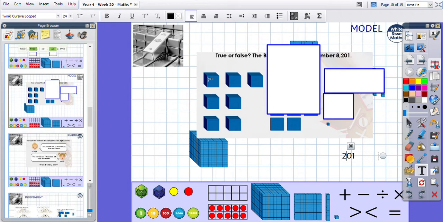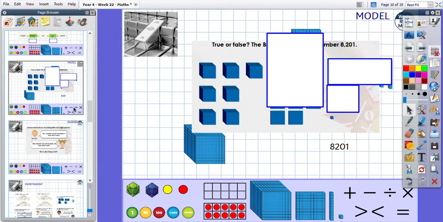Okay, how many thousands then? 3, 4, 5, 6, 7, 8. 8 thousands. Well done if you managed to get that correct with me.